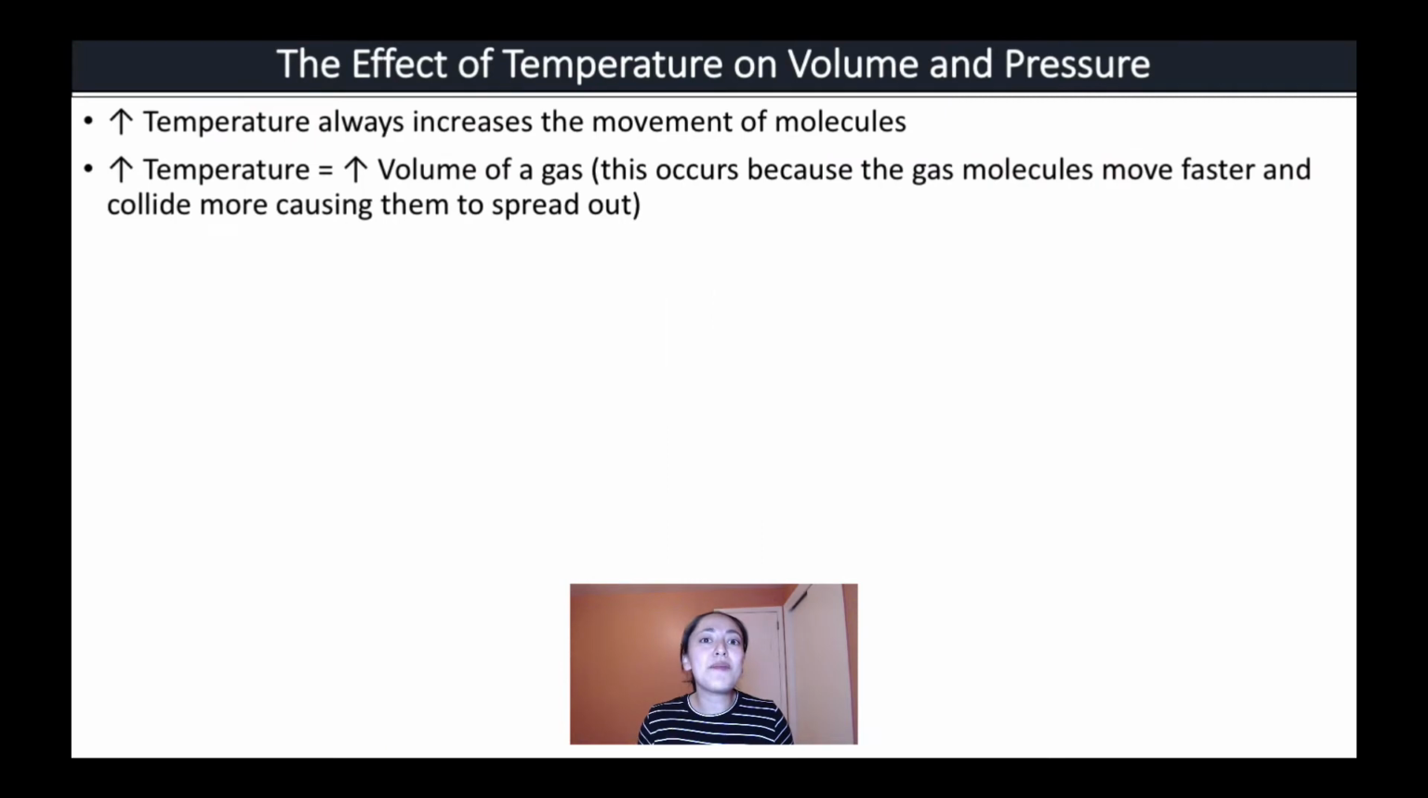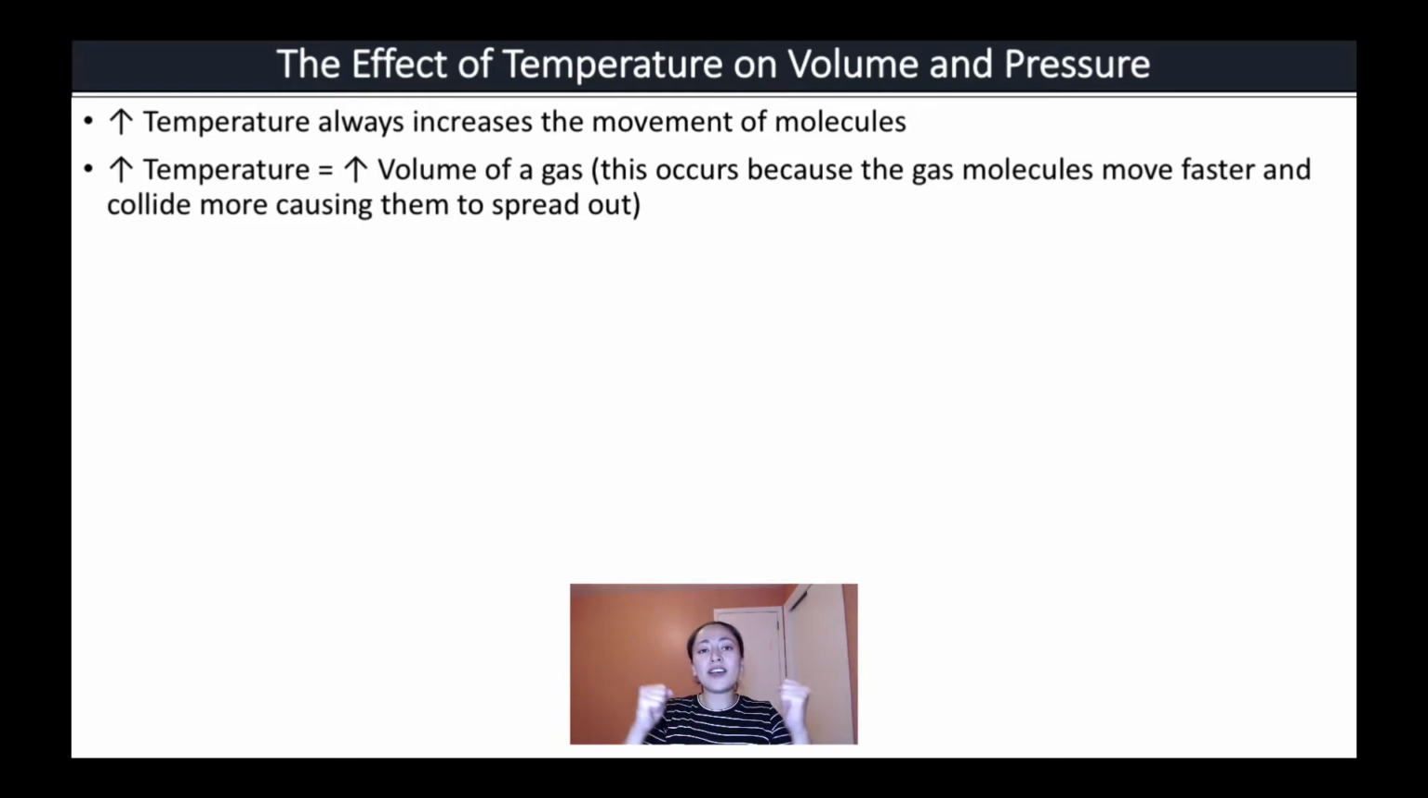One thing I want to briefly mention is the effect that temperature can have on the volume and pressure of a gas. So what exactly is temperature? Temperature is the measurement of the kinetic energy of molecules, so how much they're moving. And when you increase temperature, you're always going to increase the movement of the molecules. And so what this means is that when you increase temperature, the gas molecules are going to be moving a lot more.